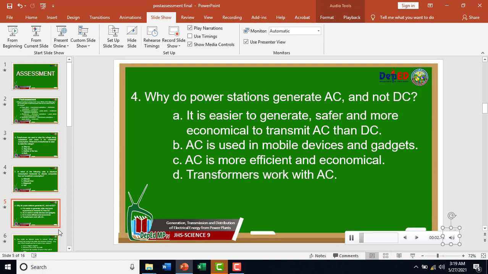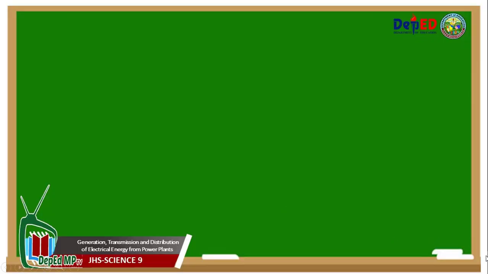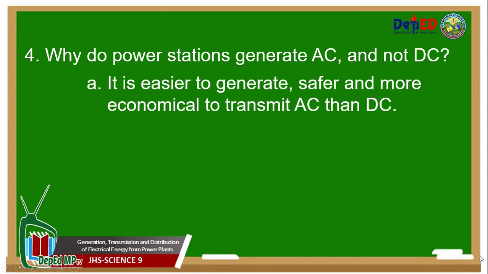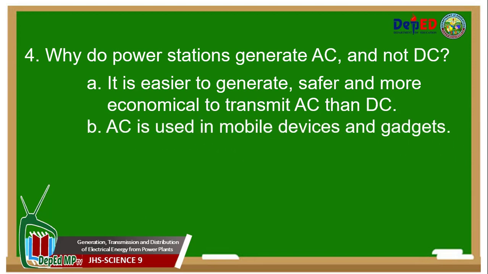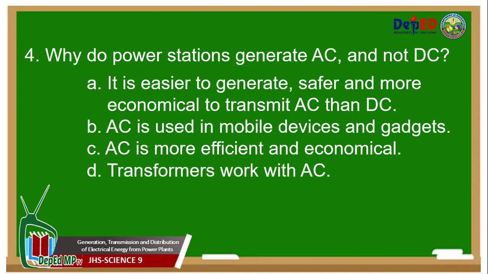Why do power stations generate AC and not DC? A. It is easier to generate, safer, and more economical to transmit AC than DC. B. AC is used in mobile devices and gadgets. C. AC is more efficient and economical. D. Transformers work with AC.